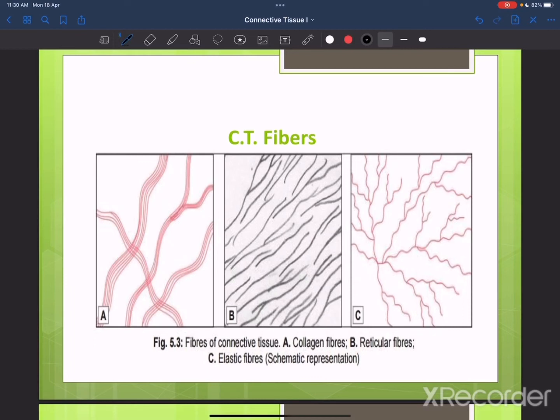They run in bundles and can see them easily macroscopically, which is routine H&E. They stain faint or pinkish in color. They are white and pink in color.